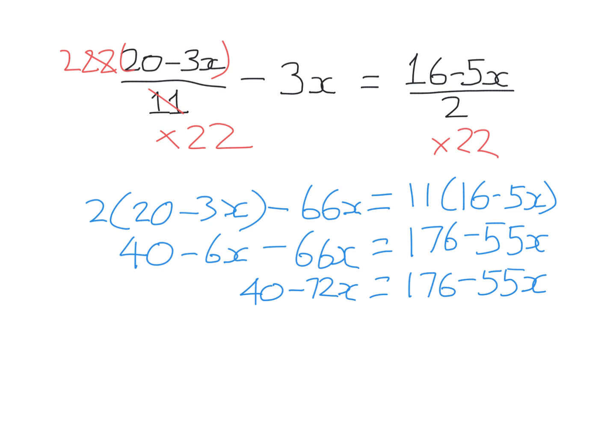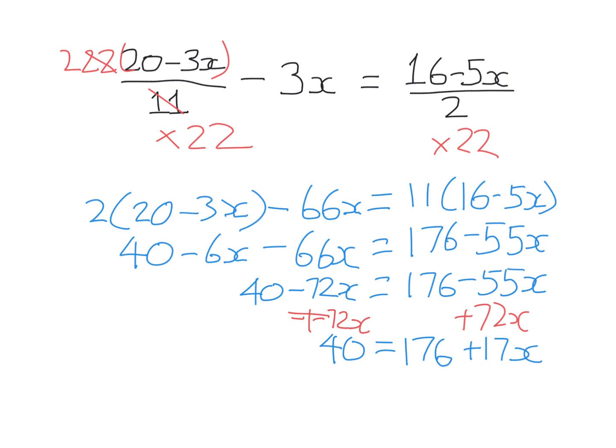So now, in order to get x to one spot, I'm going to subtract the x with the lowest coefficient. So I'm going to subtract negative 72x, which is of course the same as adding 72x to both sides. So I get 40 equals 176, and of course negative 55 plus 72 is 17x. Then you simply subtract 176, divide by 17, you get x equals negative 8.